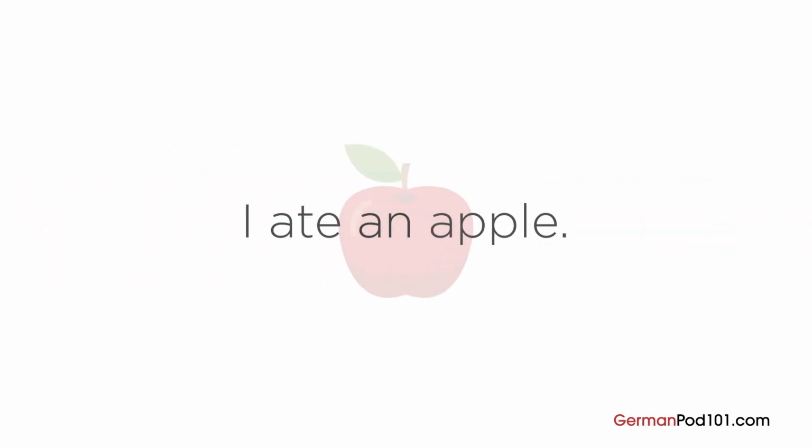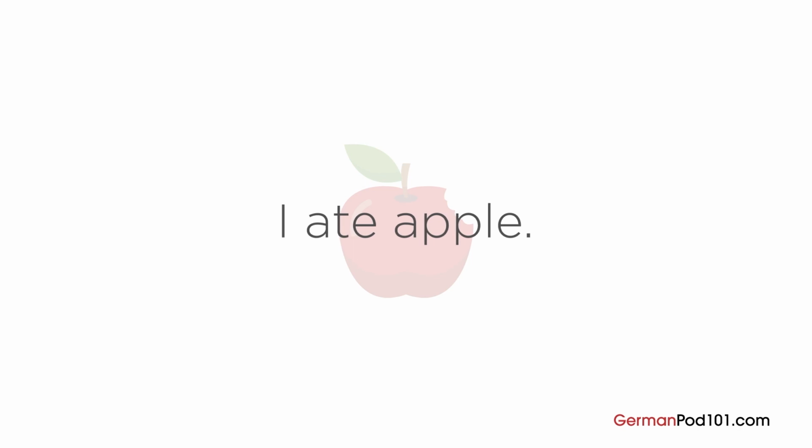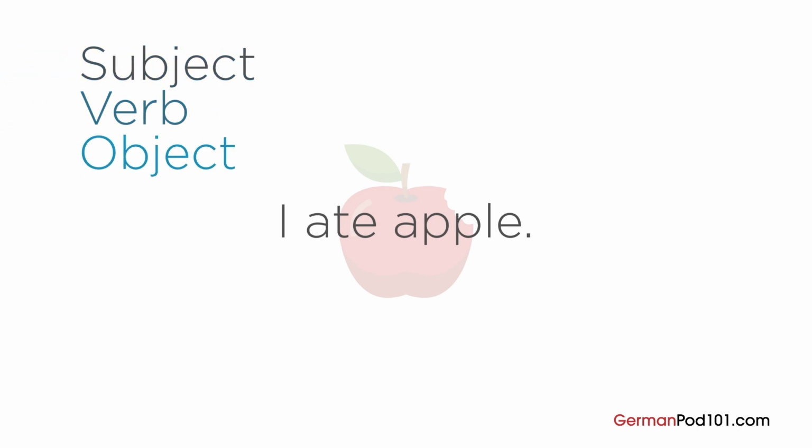Consider the English sentence, I ate an apple. But first, let's remove the article an here for simplicity, so we're just left with I ate apple. The basic word order for English is subject, verb, object, or SVO for short. If we break down the English sentence, I ate apple, we can see that the subject I is presented first, followed by the verb ate, and then finally the object apple is positioned last. This is the basic word order for sentences in English.